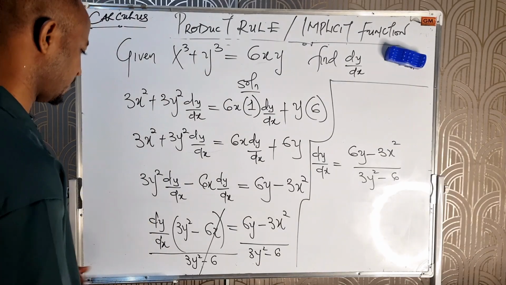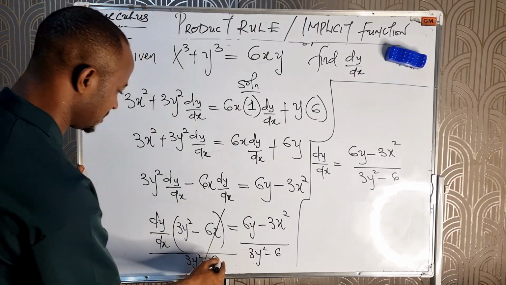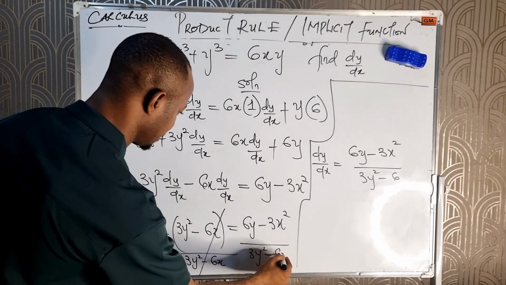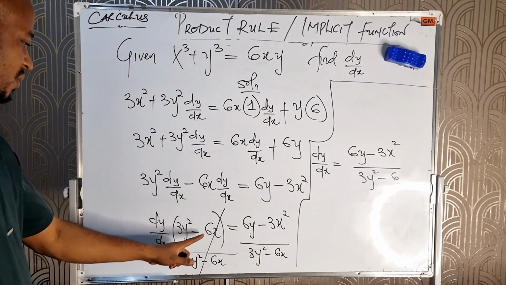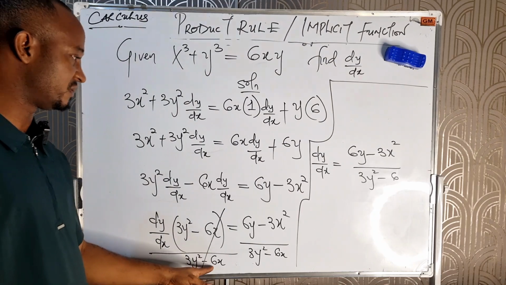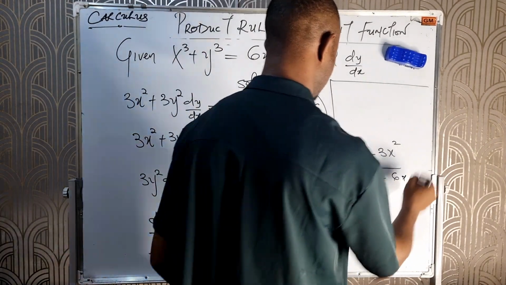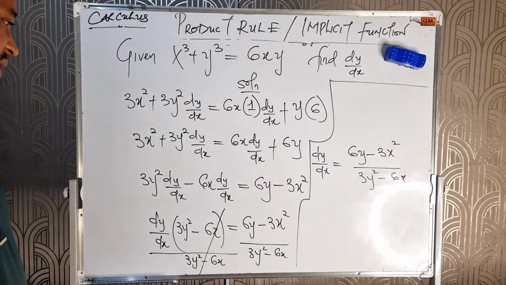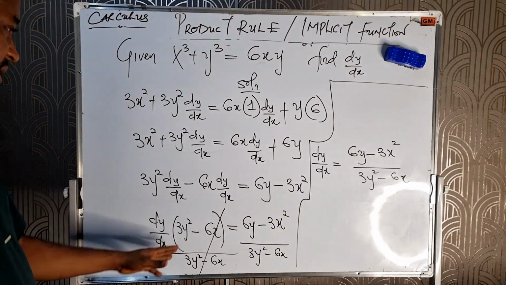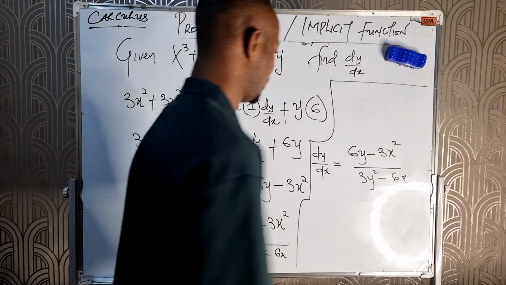Sorry, this should be over 6x. Minus 6x, sorry. Because we divided, what we have here is minus 6x, not minus 6. So we have minus 6x. I hope it's clear. Let's finish up here.